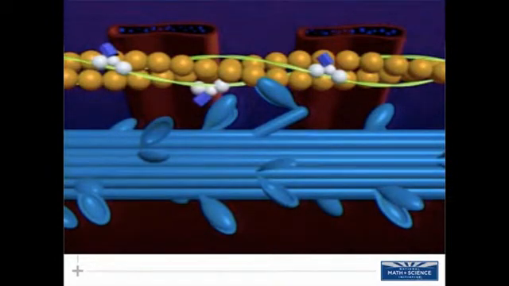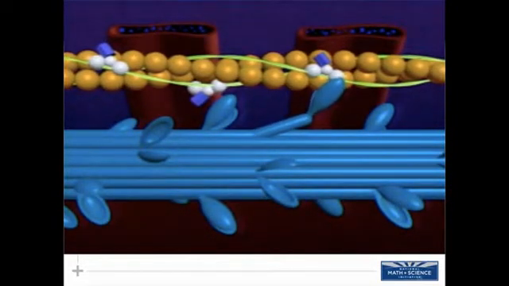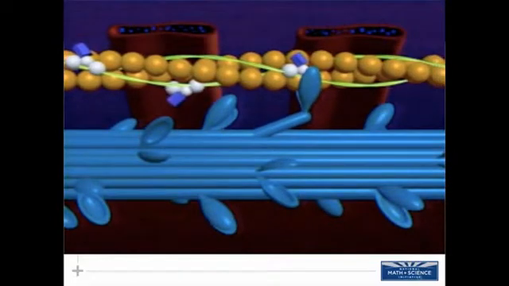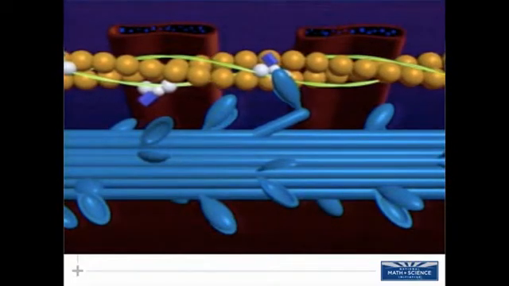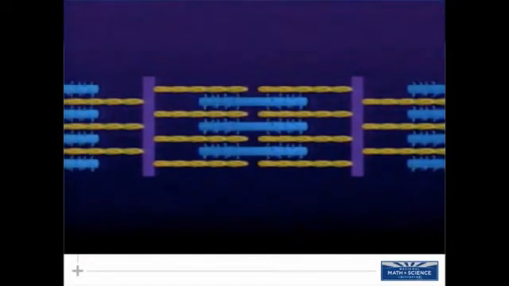For contraction to continue, ATP must bind to the myosin cross bridges so they can detach from actin. The splitting of ATP energizes the myosin cross bridge, thus preparing it for another power stroke. Each power stroke pulls the actin closer and closer to the center of the sarcomere. As the myofilaments slide, they continue shortening the sarcomere, and the entire muscle contracts.